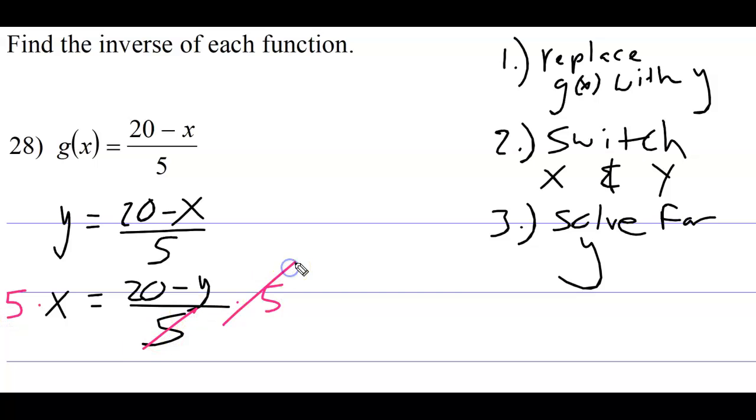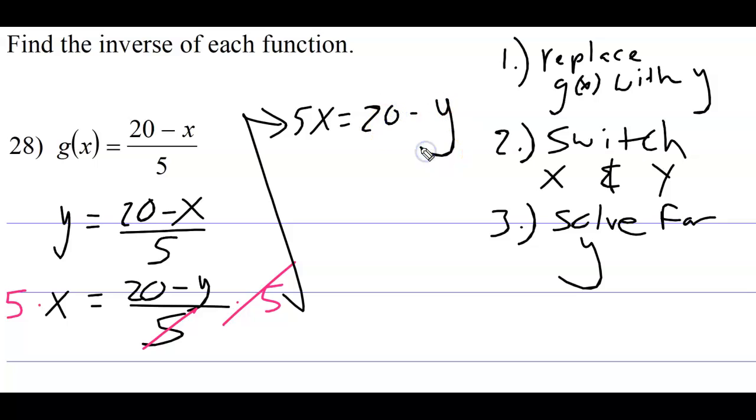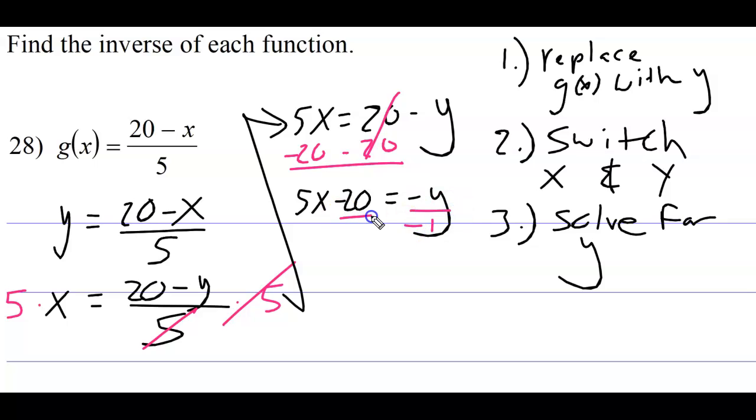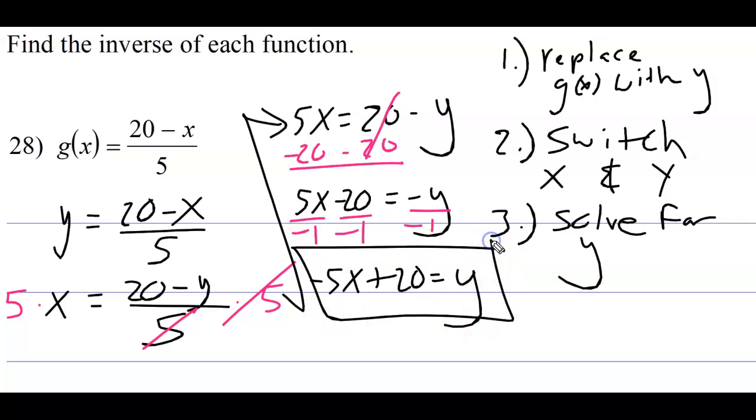Okay, that way it's gone. And now we have just 5x equals 20 minus y. The next thing I would do is maybe move the 20 over here. So I end up with 5x minus 20 equals negative y. And we don't like that negative there either, so I'm going to divide everything by a negative 1 to get rid of it. And there's my final answer.